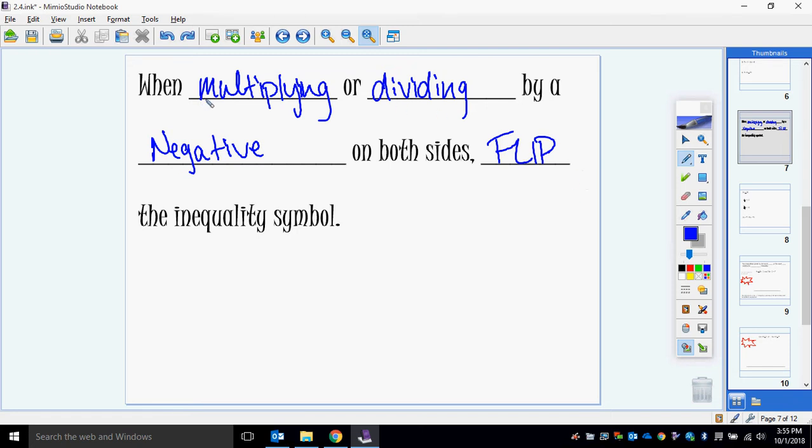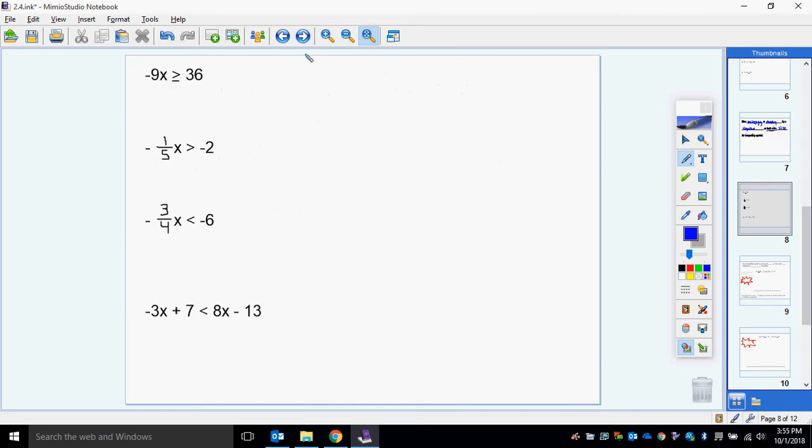So we left off on this slide where it says when multiplying or dividing by a negative on both sides, it has to be on both sides, you must always flip the inequality symbol. So let's look at a few examples.